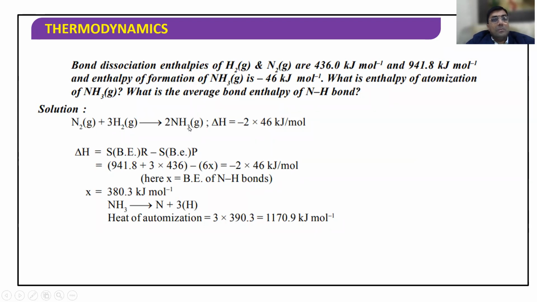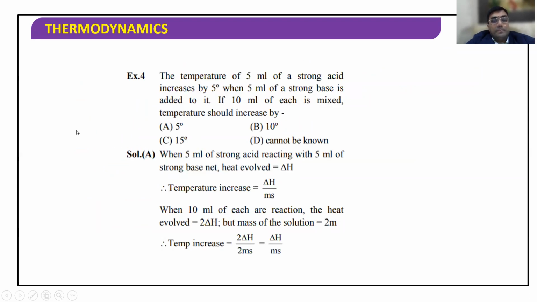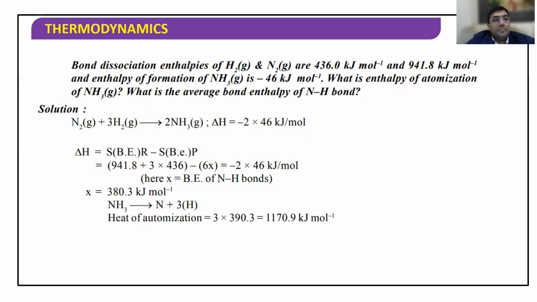Now, how is ammonia formed? First, you have to break bonds. What bonds should be broken for ammonia? Nitrogen, N triple bond N, and H2. What are the values given? 436 kilojoule per mole and 941, both. How many H2? 3 H2, 3 moles of H2 as reactants.